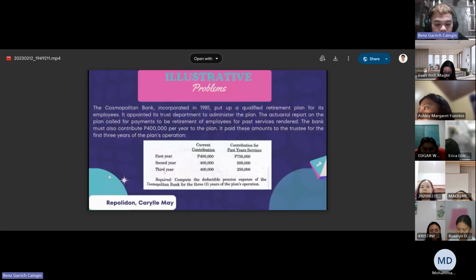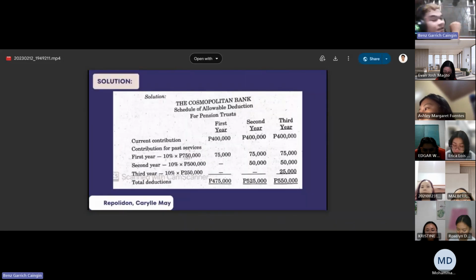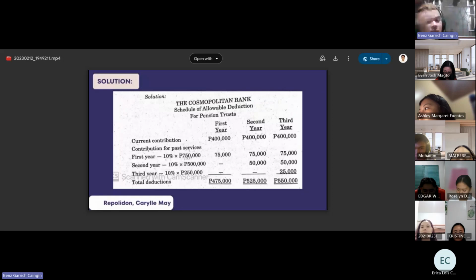So we are required to compute for the deductible pension expense of the Cosmopolitan Bank for the 3 years of the plan's operation. Solution to problem number 2. The current contribution is 400,000 pesos each year. From the previous slide, the number 2 rule of payment deductible is to deduct the 1/10 of the gross income of the employee.